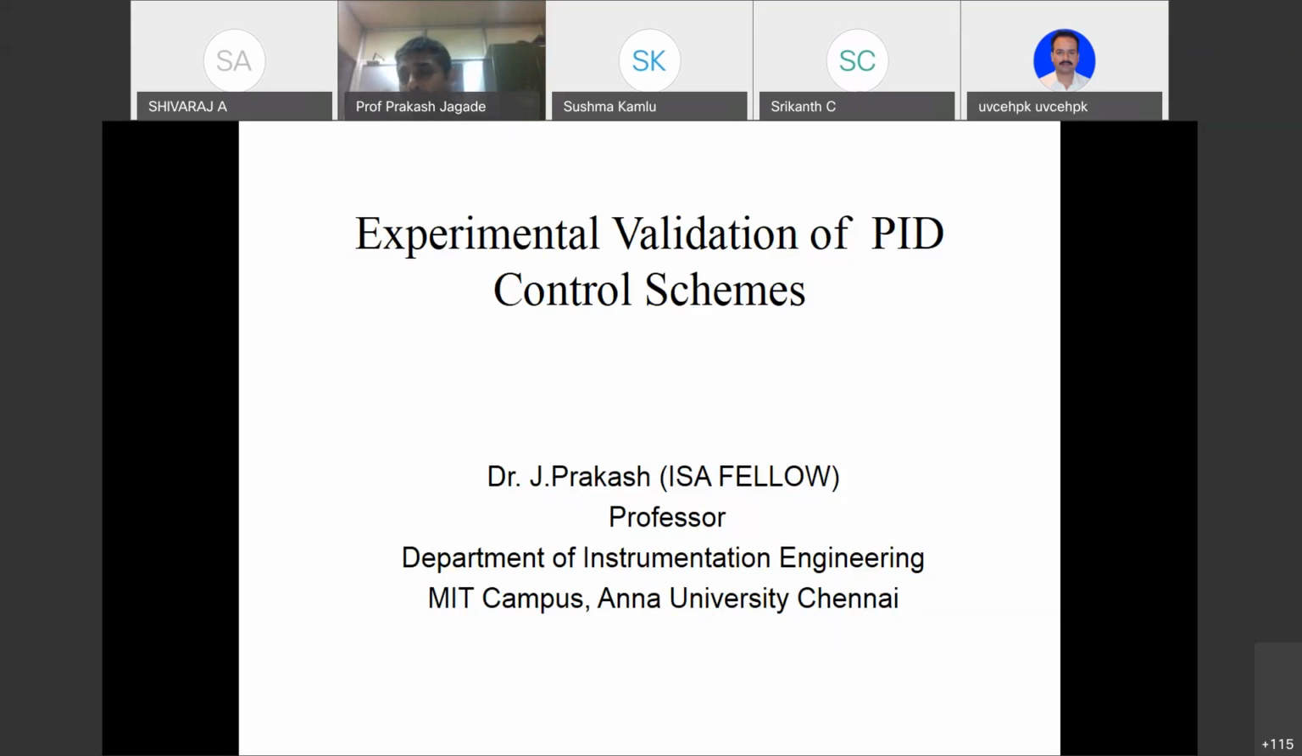In my second part, I'm going to focus on experimental validation of the PID control scheme: how to experimentally validate, and how to design and successfully implement a PID controller. That is what I'm planning to focus on in the second part of my lecture.